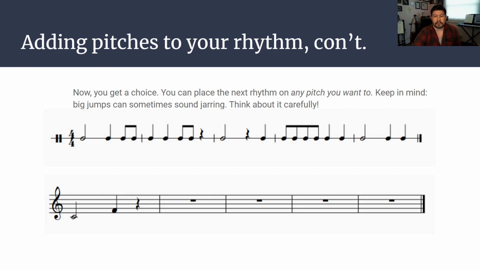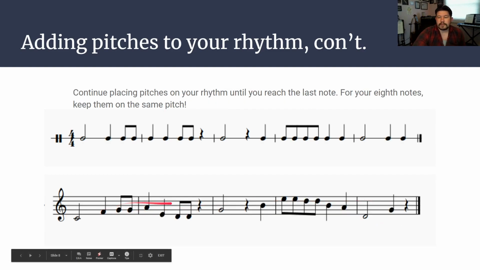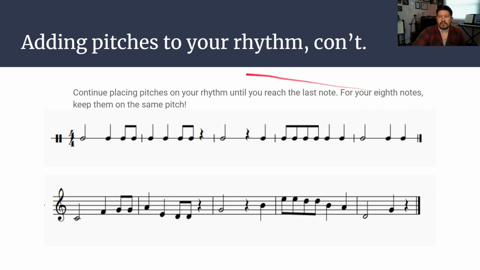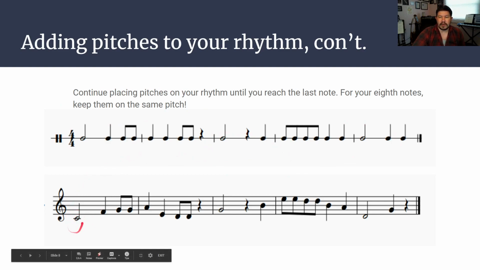So now I've filled in the remainder of this last line. So it says, continue placing pitches on your rhythm until you reach your final note. Now, for this right here, I did not go to the very end of this. I only did the first 5 measures right here. So normally I would go another 3 measures to finish out my composition, making sure to end on middle C there as well, which you'll see again in just a moment here.